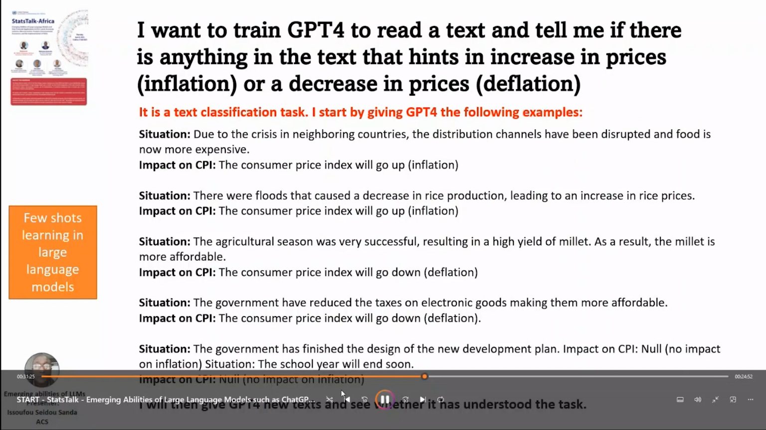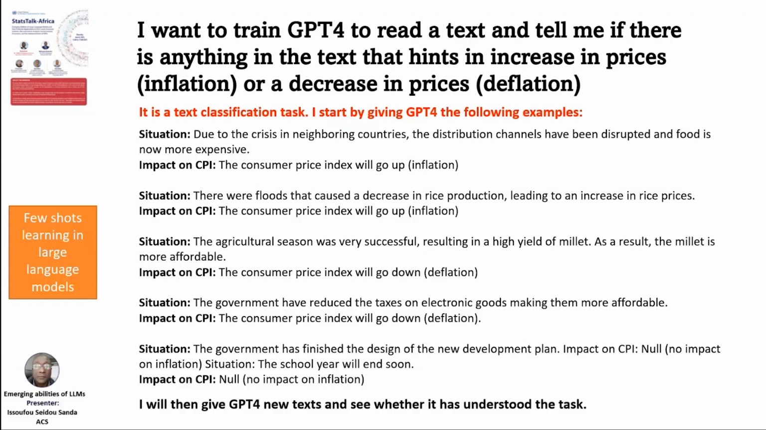So what I'm going to try to do is a classification. I want to be able to give a text to the large language model. It is going to read the text, and then it is going to tell me, according to what the text is saying, are we seeing some inflation? Are we seeing some deflation? Or there's nothing at all about prices in the text? So I am giving a situation and the impact, a situation and the impact, a situation and the impact, so that it learns what I want it to do. This is what we call the few shot example. And once I have given it the examples, it will learn by itself, and it is going to solve the problem by itself.